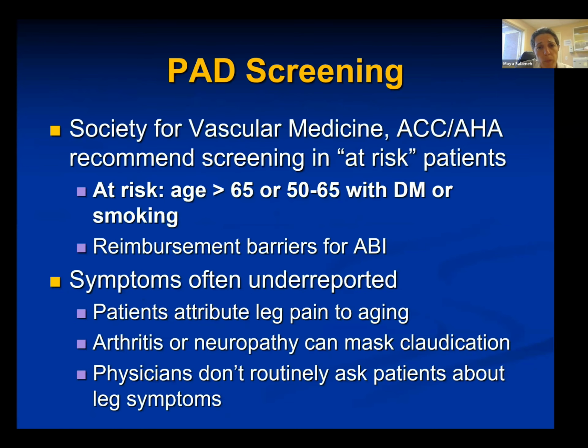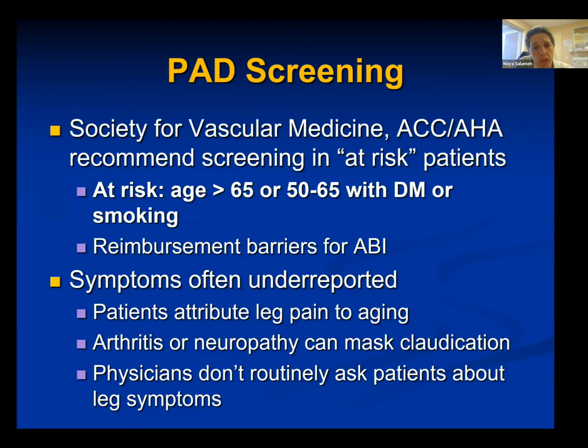So people have been asking, how can we do better? I think it really starts with PAD screening and recognizing these patients to begin with. Our Society for Vascular Medicine, as well as ACC/AHA, recommend ABI screening in at-risk patients. These are patients who are above the age of 65, or 50 to 65 with diabetes or smoking. The problem with this is there are reimbursement barriers. ABI testing as a screening test is not reimbursed by insurance or by CMS. So you can see why physicians might be reluctant to do these screening ABIs in their offices. It takes some time and some resources, and then they're not getting reimbursed for it.